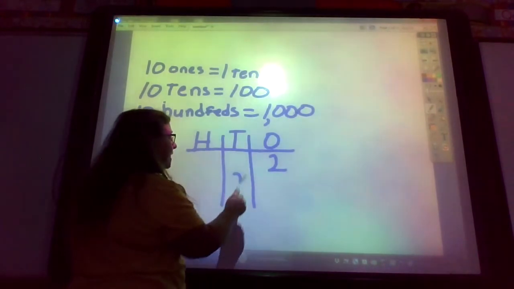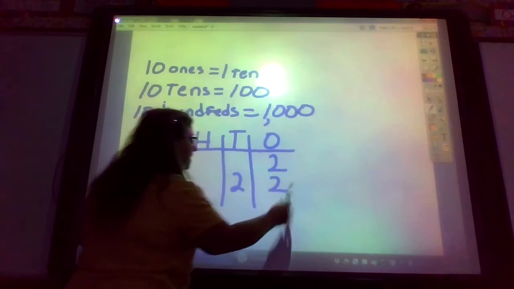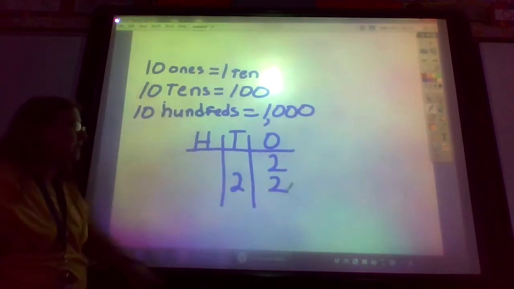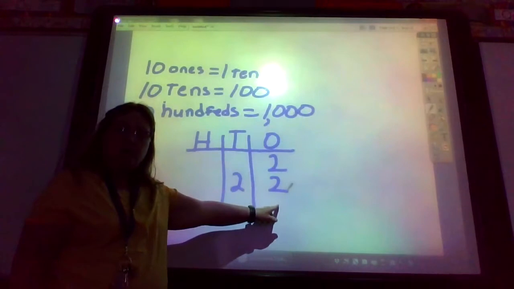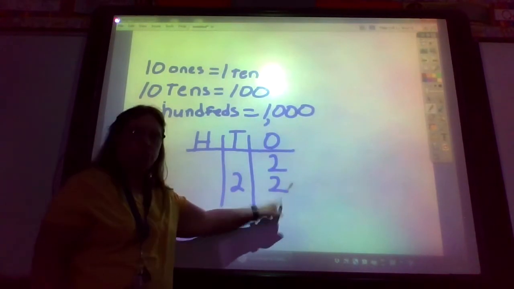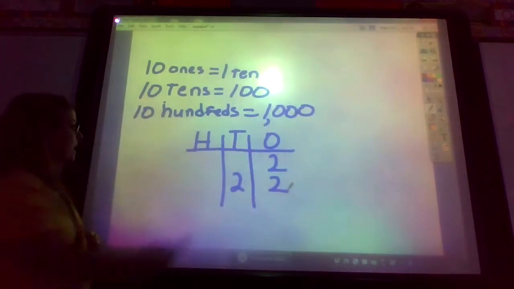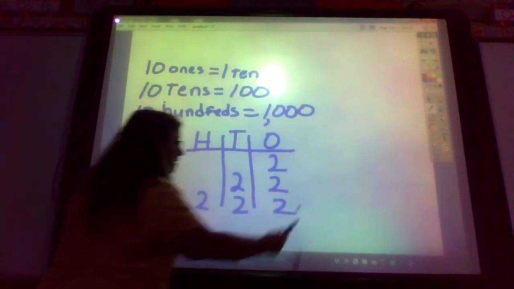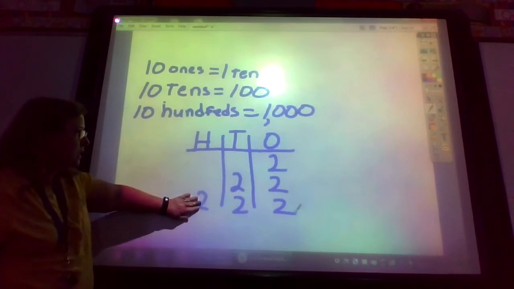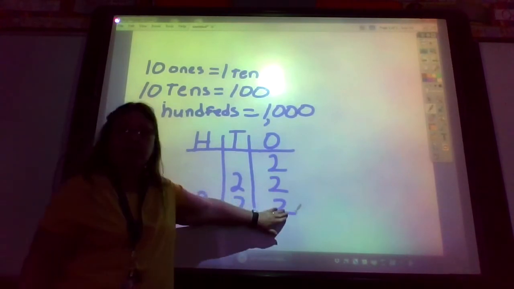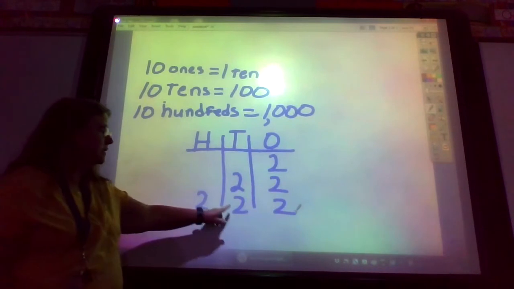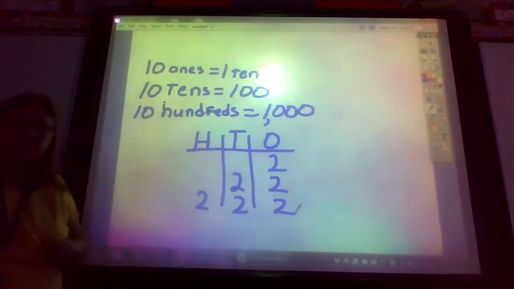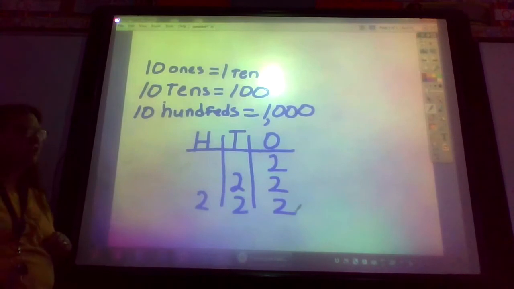Well, if I had a 2 here and a 2 here, I have 2 tens and 2 ones, which would be 22. If I had a 2 here and a 2 here and a 2 here, I would have 2 hundreds, 2 tens, and 2 ones. 222. Okay? So that's how we'll be working with our chart in the next couple of days, next couple of lessons.